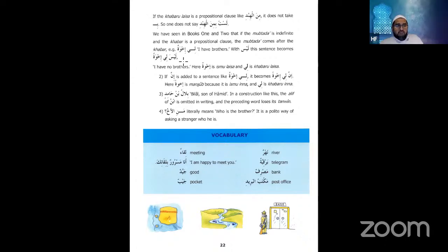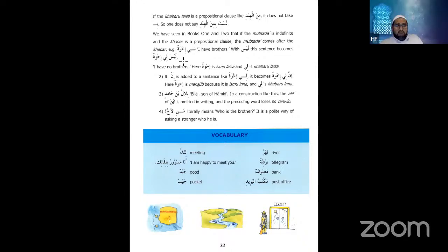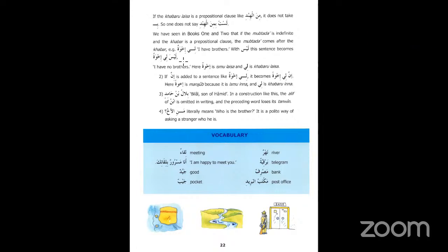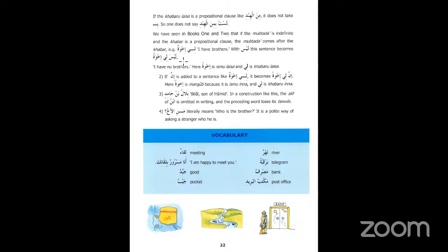If inna is added to the sentence like li ikhwatun, it becomes inna li ikhwatun. Here ikhwatun is mansub because it is ismu inna and li is khabru inna. Correct.